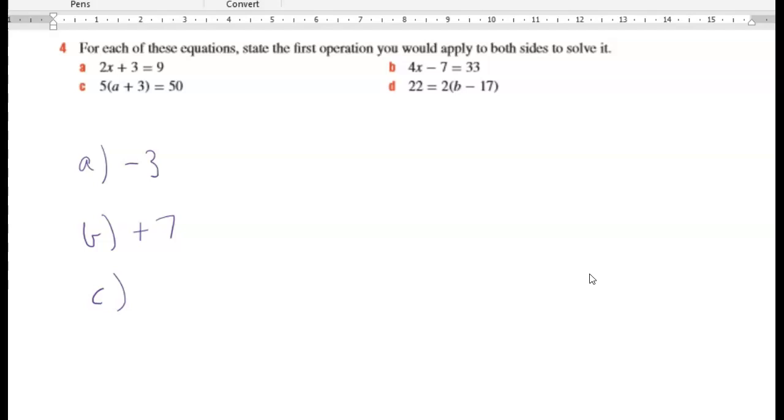So that's 5 times that bracket. So to get rid of 5 times, we're going to divide by 5. And then lastly, question D, we've got another bracket. So we've got to get rid of that 2. So it's 2 times. So we're going to be dividing by 2.